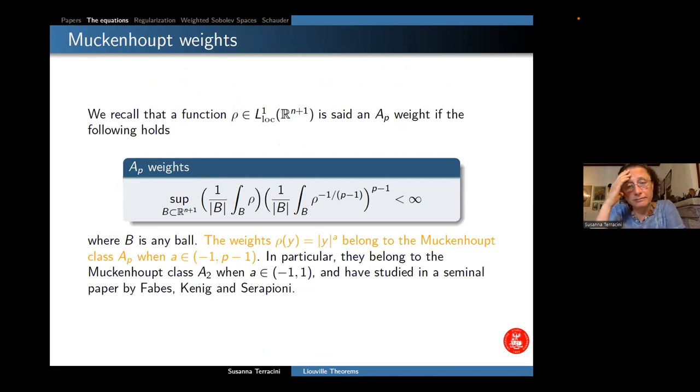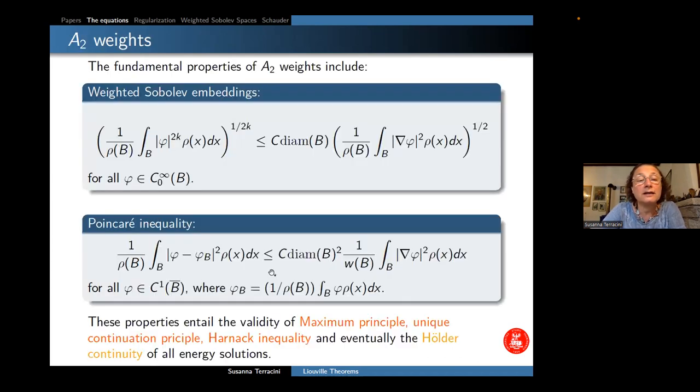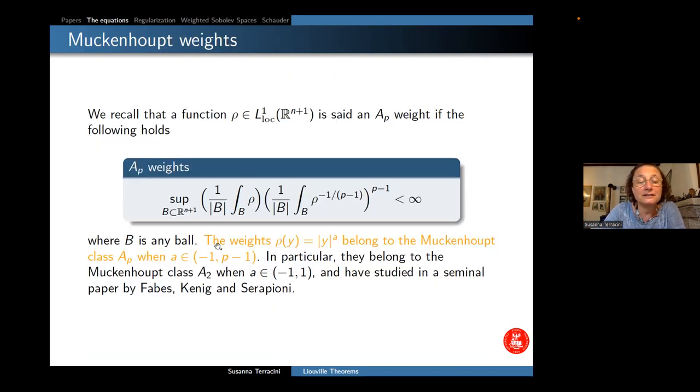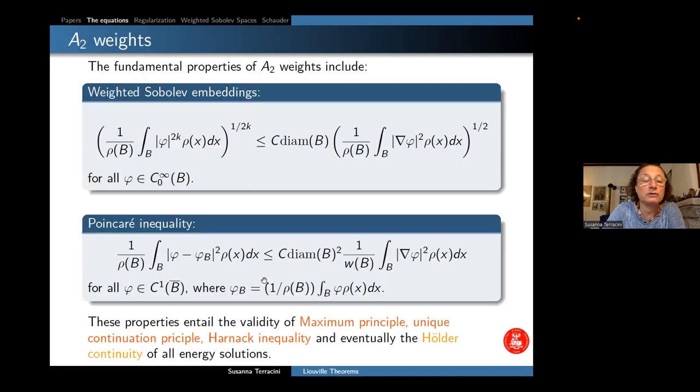Okay, so let me make a very brief excursion into the world of Muckenhoupt weights, which is in fact the framework where singular degenerate operators have been studied in the literature, starting from a seminal paper by Fabes, Kenig, and Serapioni. This is the definition of the A_p class of weights, and our weight belongs to this class only when A is between minus one and p minus one. The fundamental class is A_2, and this entails A between minus one and one.